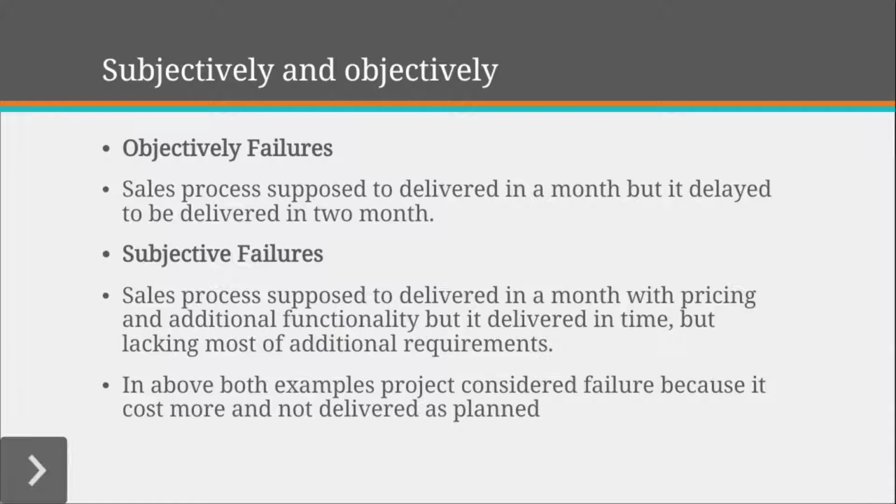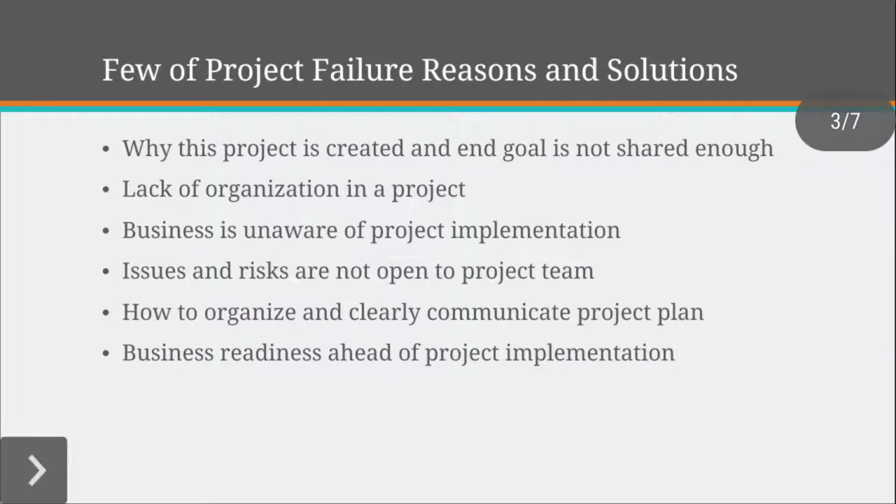And so how to prevent and how to fix these problems. Here are a few examples we can discuss. When the end goal and the vision of the project is not shared with the team, and the team or the business do not understand, we get off track. So we end up spending more on the scope of a project, more time, more resources. So that could be one of the reasons for project failure.